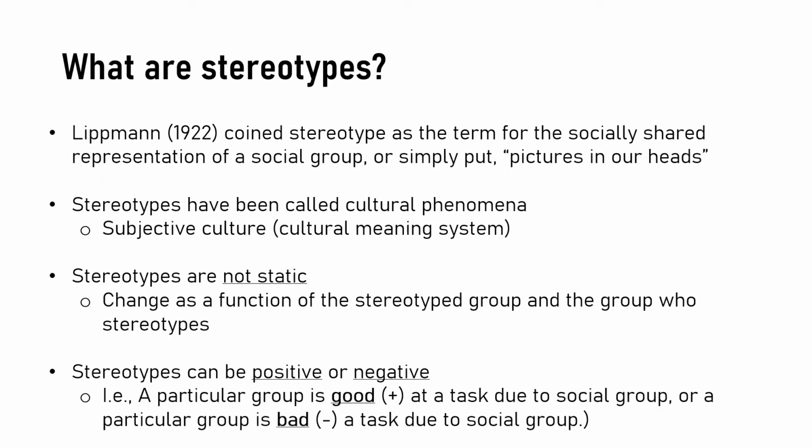An example of that would be a particular group is good at a task due to a social group that they belong to, or that they're bad at a task due to a social group they belong to. So those relations we have in our mind with a certain population and completing certain tasks can be either good or bad, and both of those can have good and usually bad impacts on the stereotyped group.